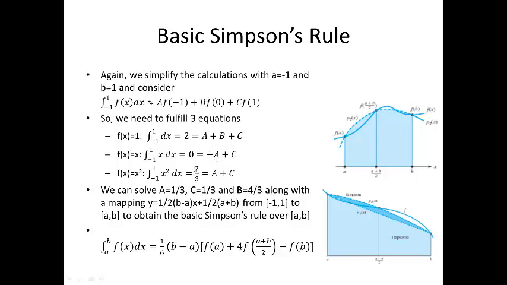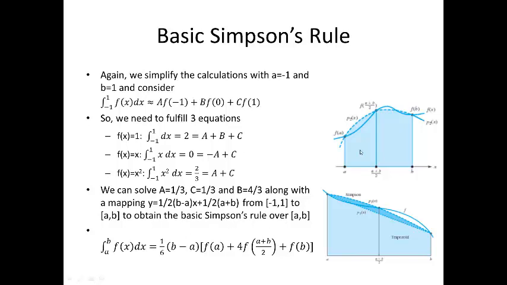Now, from that system of equations, we can solve that A is equal to 1/3, C is equal to 1/3, and B is equal to 4/3. Along with the mapping y equals 1/2 (b minus a)x plus 1/2 (a plus b) from [minus 1, 1] to [a, b], we obtain the basic Simpson's rule, which is listed at the bottom.